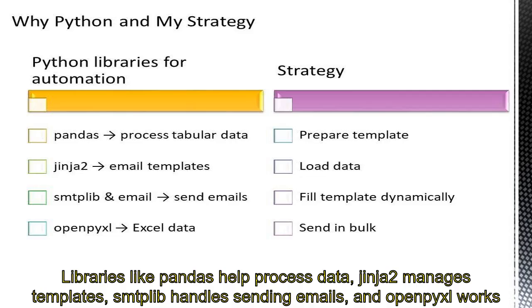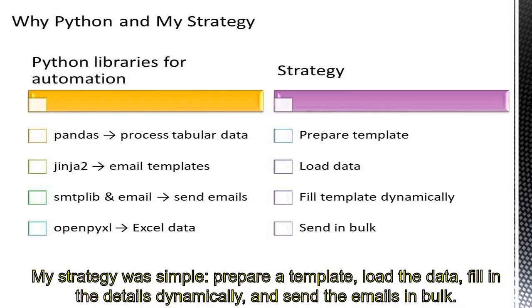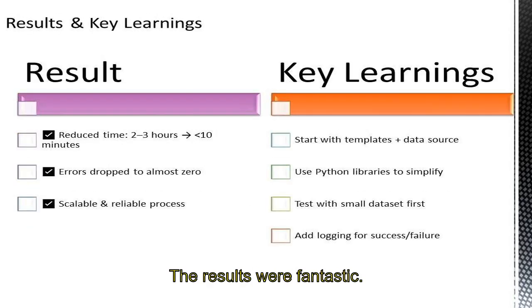Libraries like Pandas help process data, Jinja 2 manages templates, smtplib handles sending emails, and OpenPyXL works with Excel. My strategy was simple: prepare a template, load the data, fill in the details dynamically, and send the emails in bulk. The results were fantastic.